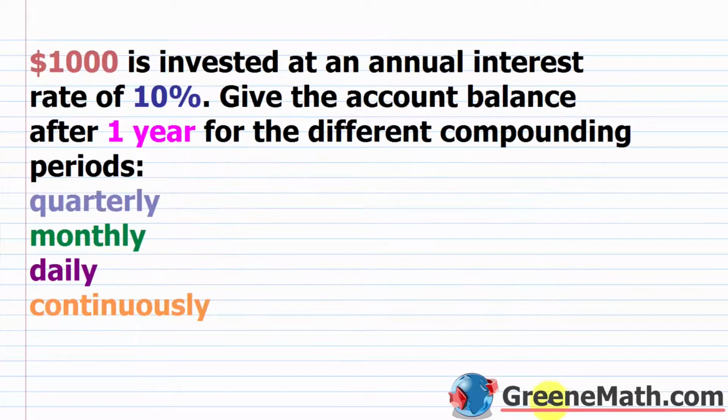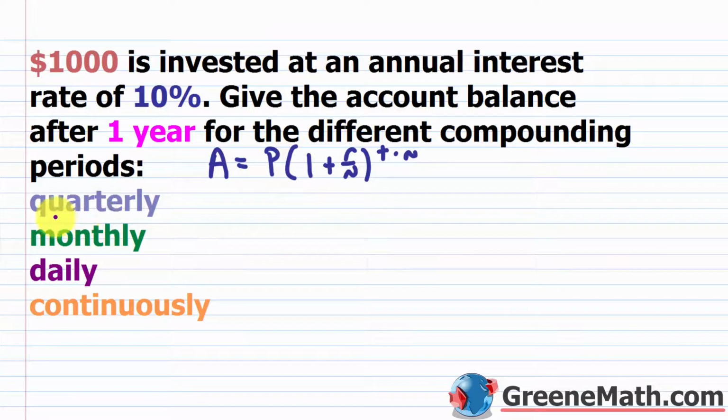So if we want to build up to this idea of continuously compounding interest, let's start out with what we know. So I have a basic example here so we can compare them. We have $1,000 invested at an annual interest rate of 10%. Give the account balance after 1 year for the different compounding periods. So we've got quarterly, monthly, daily, and continuously. And we can just blow through this real quick. We know the formula. Let me just write it again. It's A equals P times the quantity 1 plus R over N raised to the power of T times N. Okay, so what you want to do is just plug in and use your calculator.